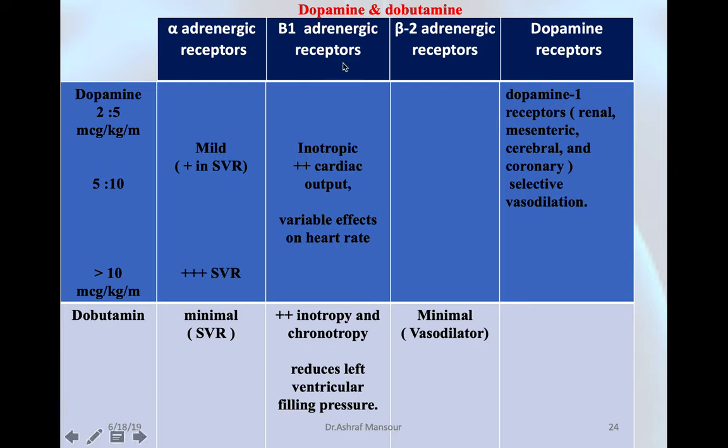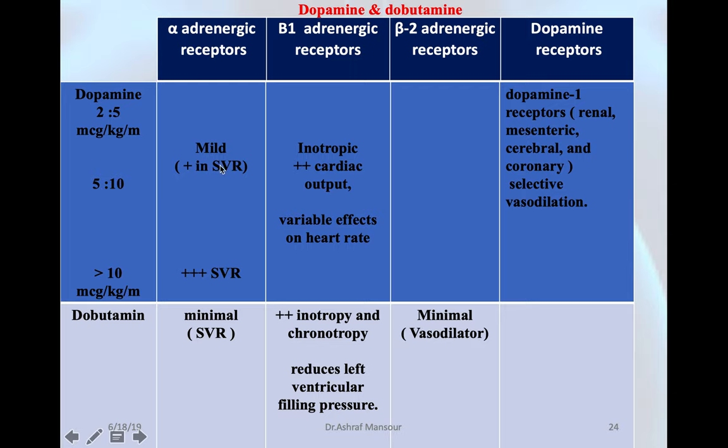With special consideration to dopamine, it is dose related: from 2 to 5, 5 to 10, and more than 10. If it is between 2 and 5 micrograms per kilogram per minute, it will affect the dopamine receptor, which we said causes vasodilatation of the renal, mesenteric, cerebral and coronary vessels, but sometimes through a subtype it causes vasoconstriction. If you increase the dose to between 5 and 10, it will act on the alpha adrenergic receptor and the beta 1, but not beta 2.